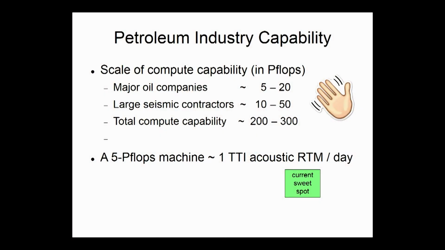One of the things that I did when I was looking at this was try to get an estimate of what is the industry capability in terms of total number of petaflops. I went out there and looked at a lot of the press releases that you can find, and found that a typical major oil company, who were publishing the numbers, said it's of the order of 5 to 20 petaflops. And the major seismic contractors were listing numbers of 10 to 50.